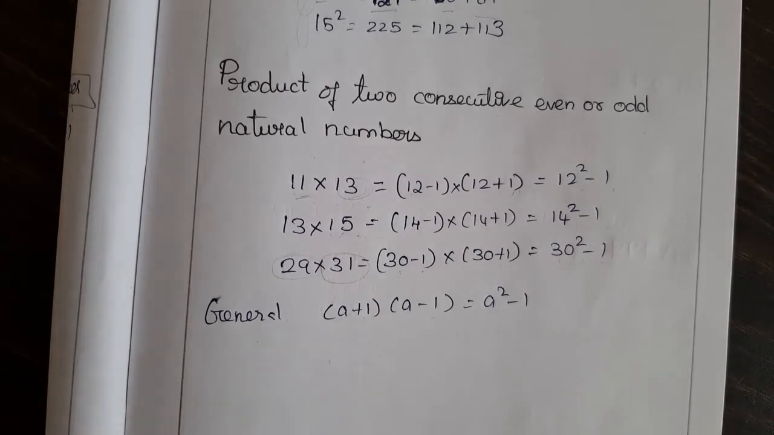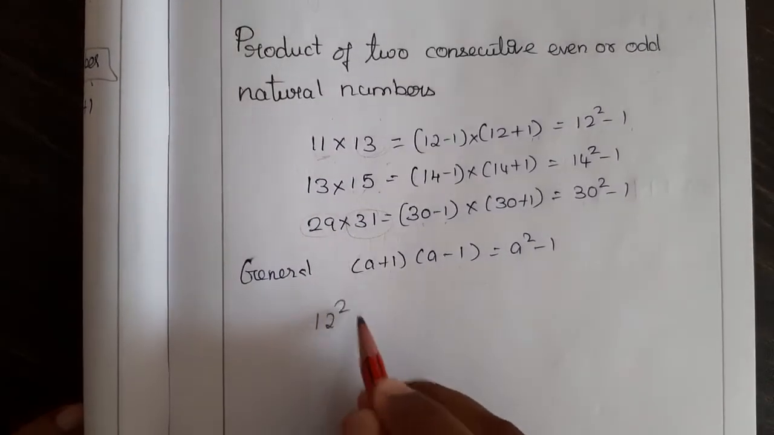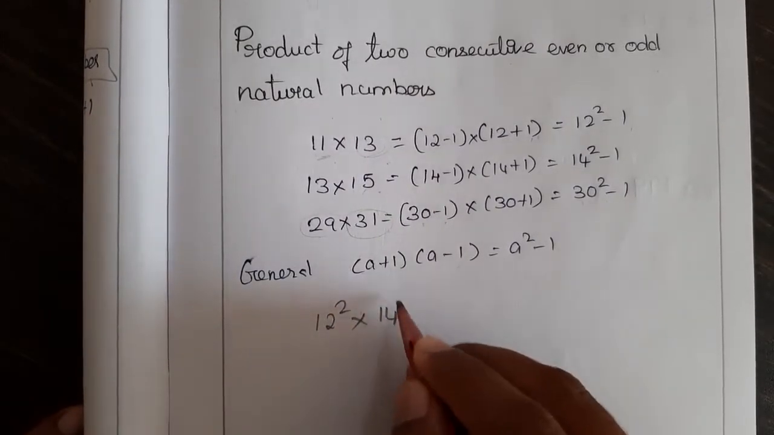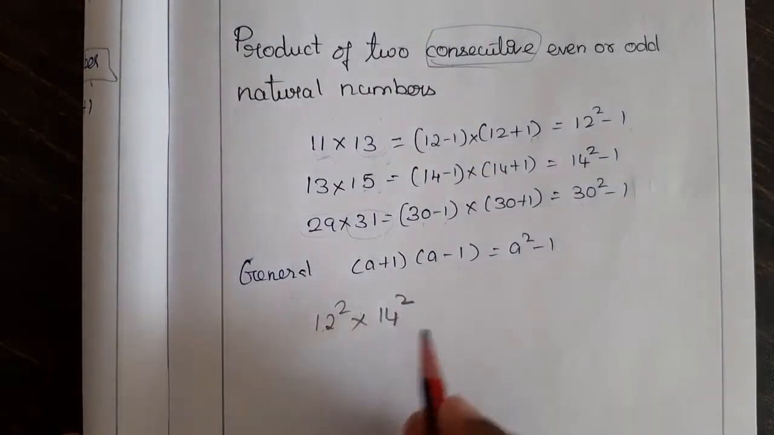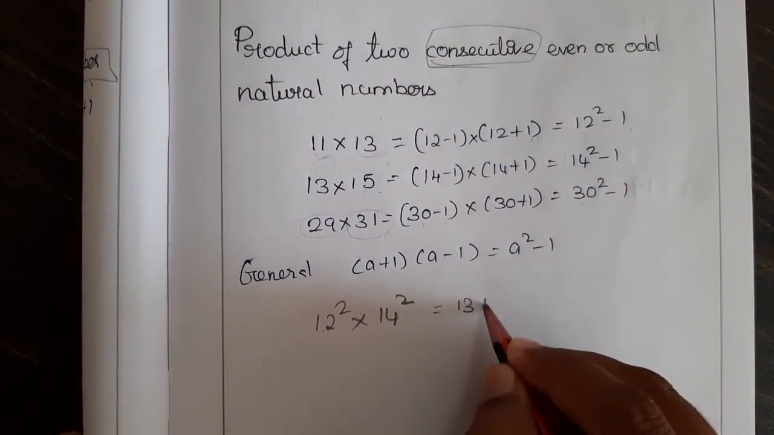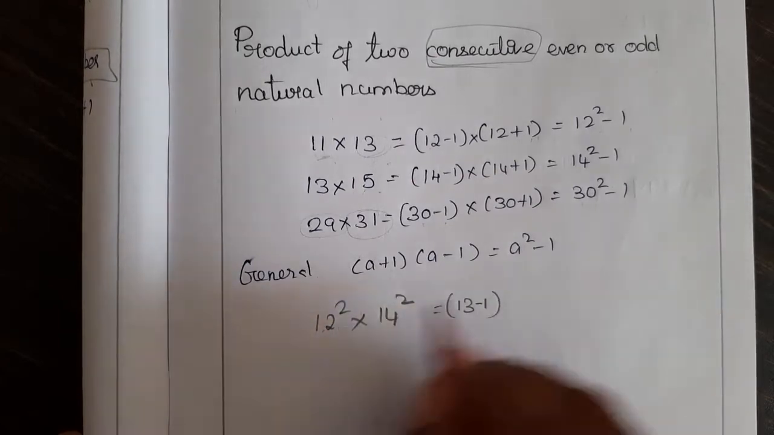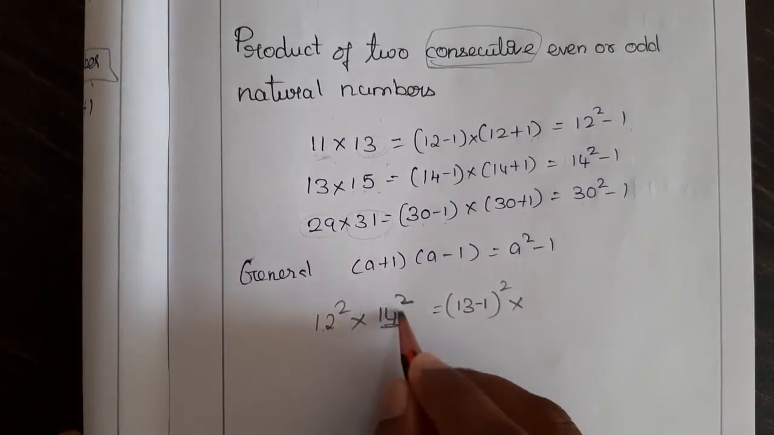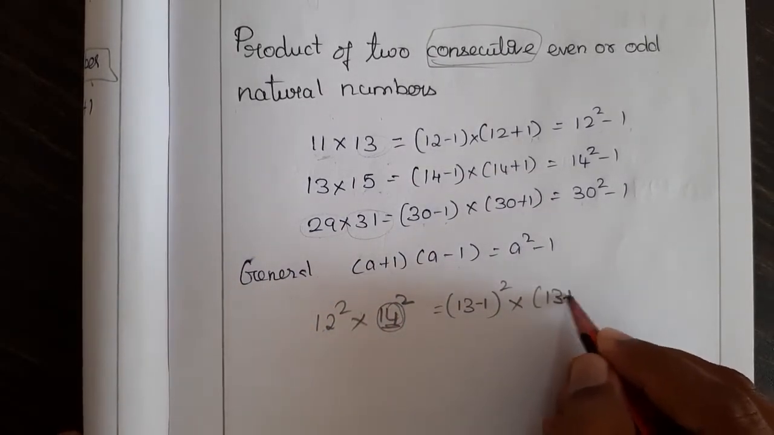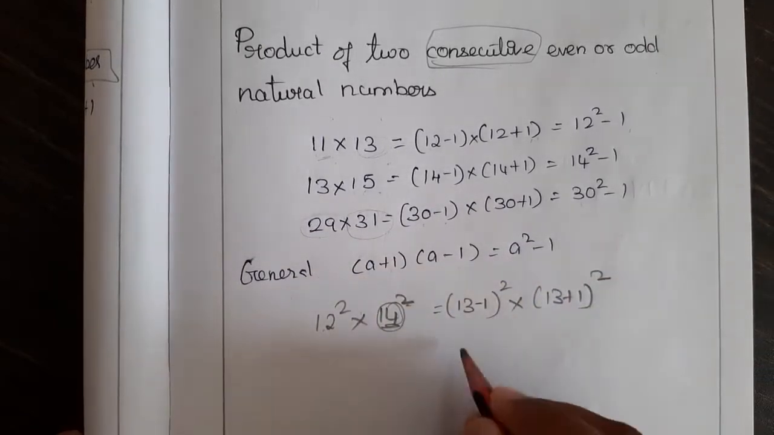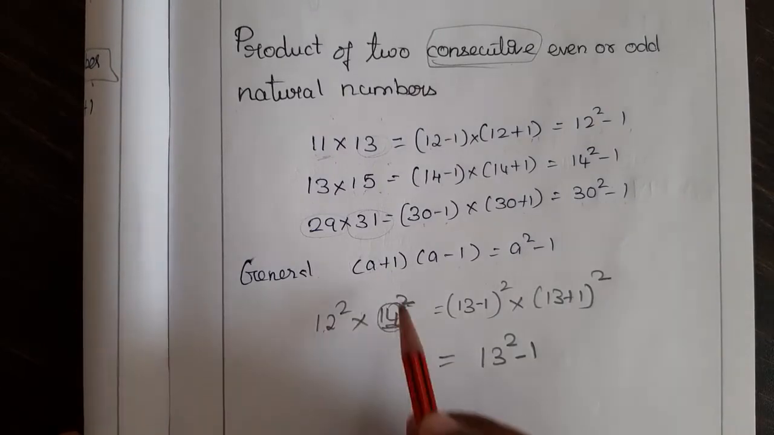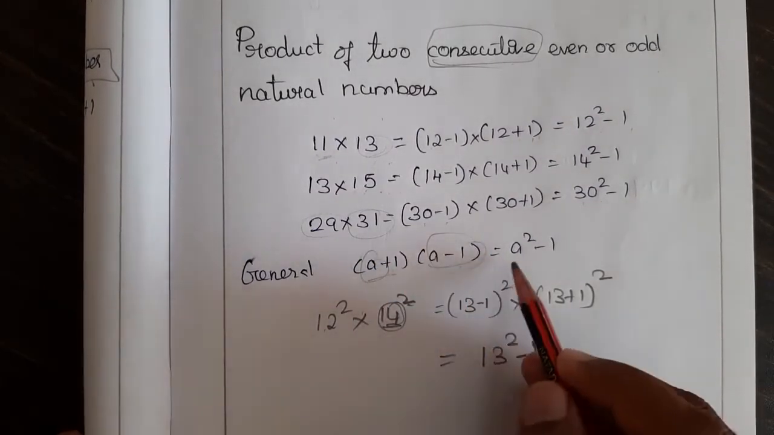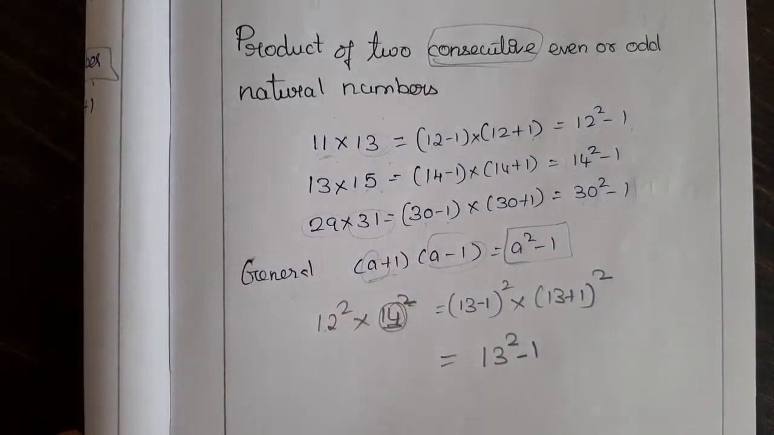This suits even numbers too. Let me show you the even numbers. 12 into the next even number, 14. Just make sure it is consecutive, right? So 12 into 14, this we can write as 13 minus 1, which is 12, right? Into 13 plus 1, which is 14, right? So this we can say is 13 square minus 1. So for any a plus 1 and a minus 1 format, we can represent it as a square minus 1.